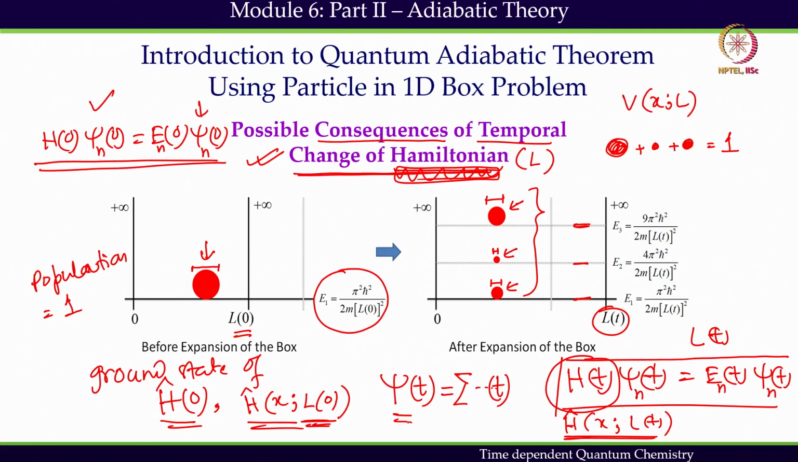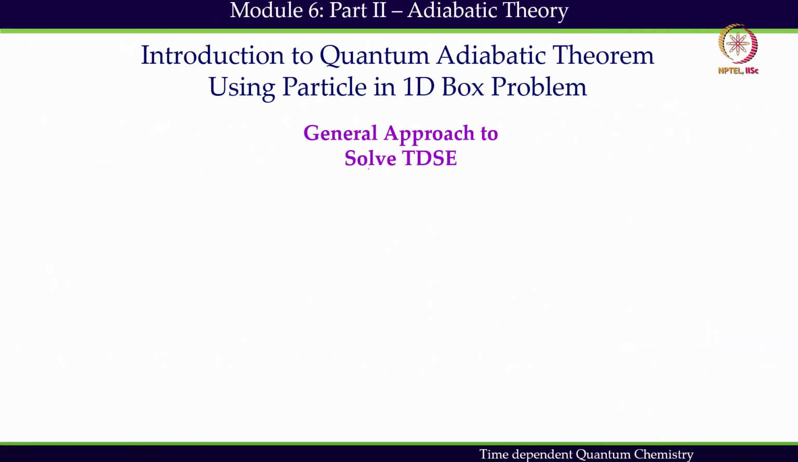This is a very common approach to solve TDSE. How do you solve TDSE? This is something which you should remember, because any time for an unknown system, if we want to solve some dynamical problem, the problem should be viewed this way. This approach is called Schrodinger's approach. We will use this very common approach to solve the dynamical problem.